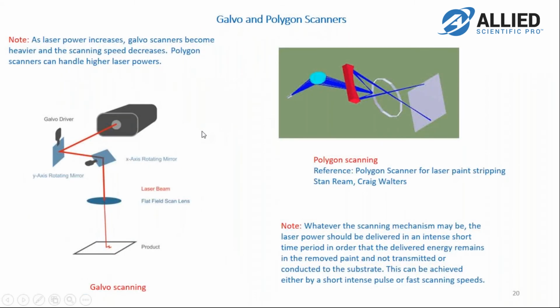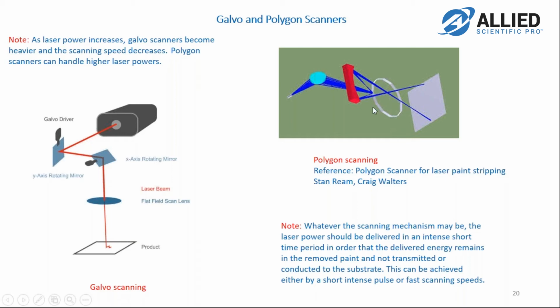Now let's compare galvos and polygon scanners. So let's see what the difference is between galvo and polygon scanners. Normally most of the lasers have galvo scanners, as you can see on the left side, but as laser power increases, these galvo scanners become heavier and they cannot handle higher power lasers. So polygon scanners are more suitable.